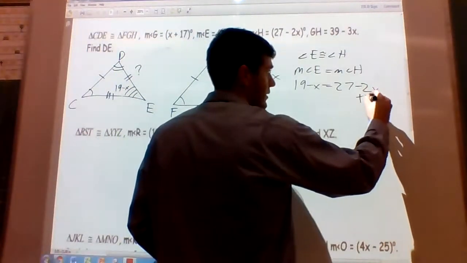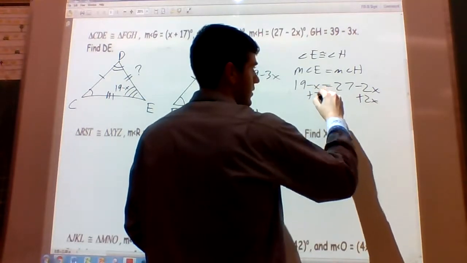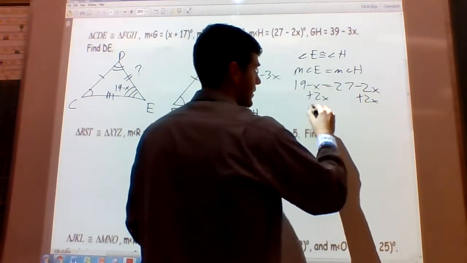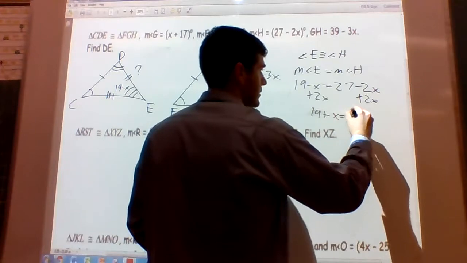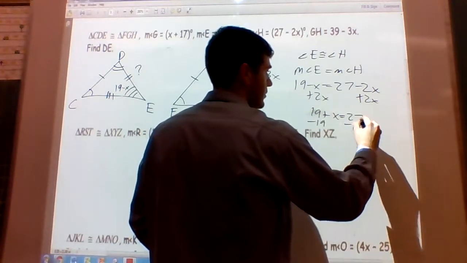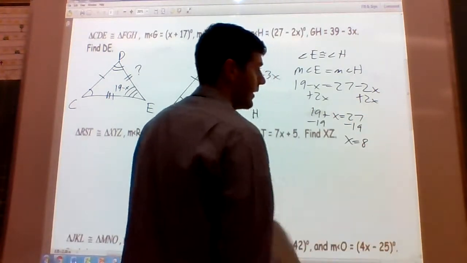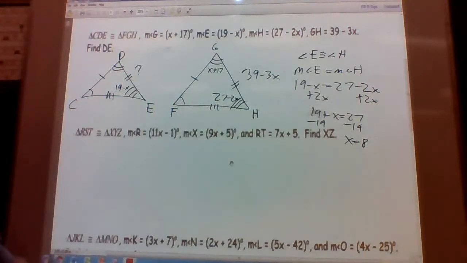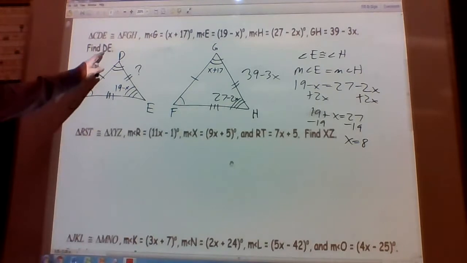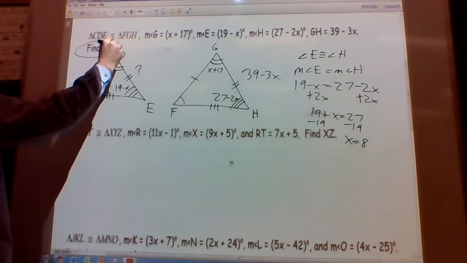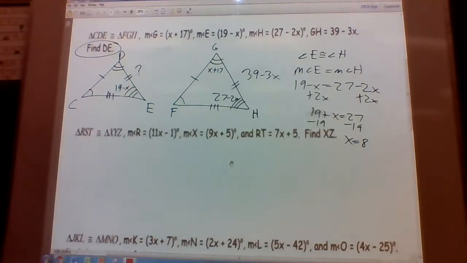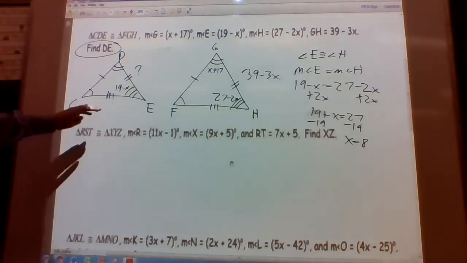Add 2x to both sides. We have 19 plus x is 27. Minus 19 from both sides, x is going to be 8. But we're not looking for x, we're looking for DE. Some of you are just going to stop there, but you should not stop there. You should read the question and answer what it wants you to answer. It wants us to answer DE, the distance between D and E, the length of DE.